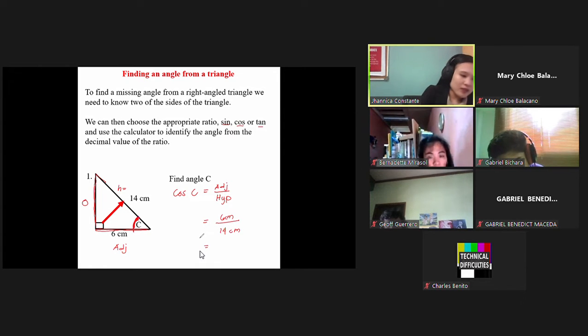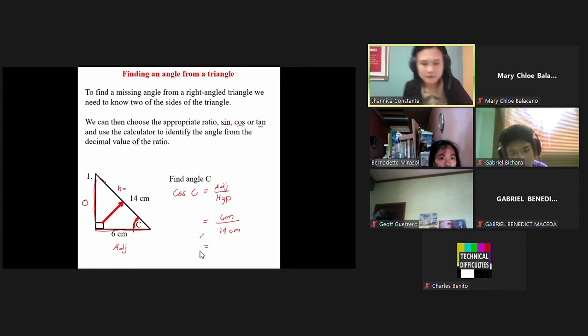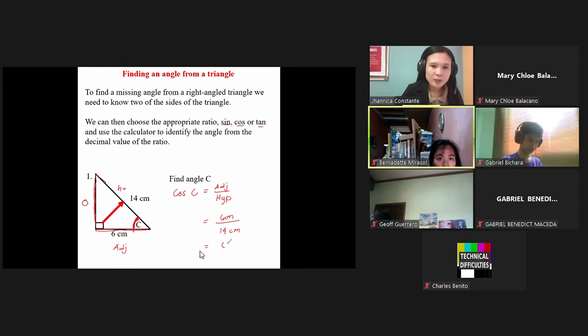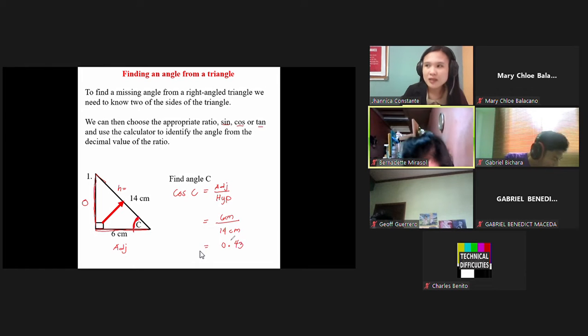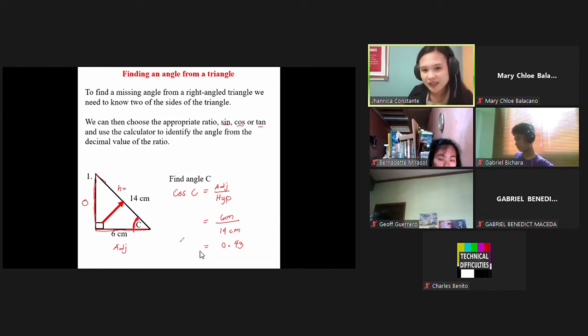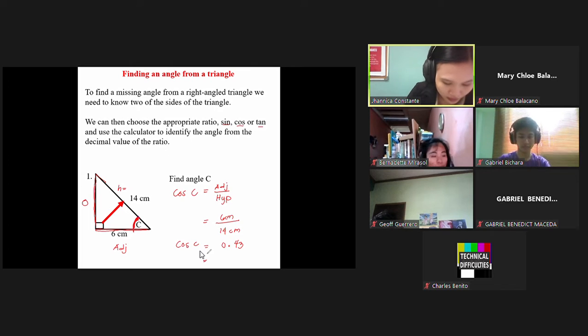So 6 divided by 14 is 0.43. But since we're looking for the angle, we use inverse cosine. Cosine inverse of 0.43 is equal to, in your calculator, 59 degrees. So that is the measurement of angle C.